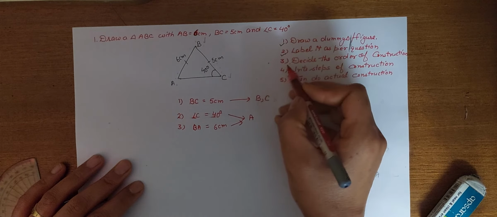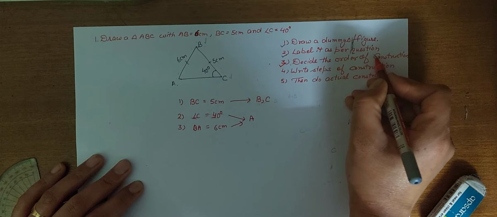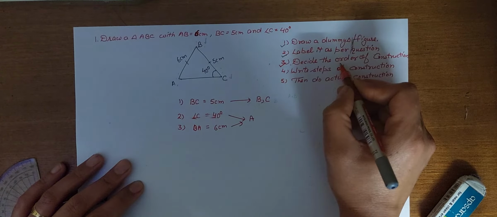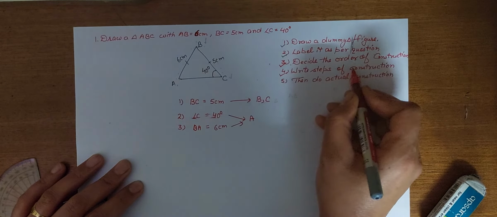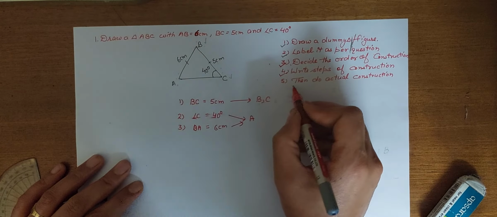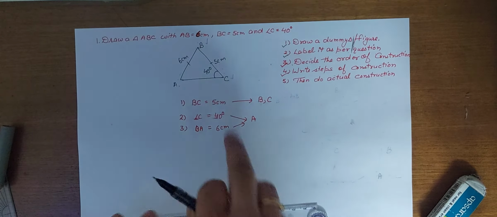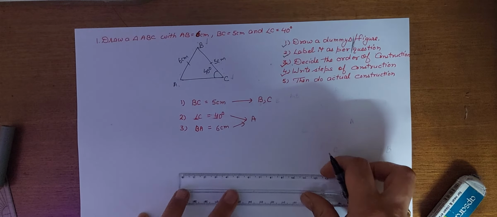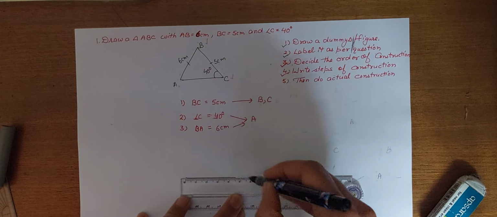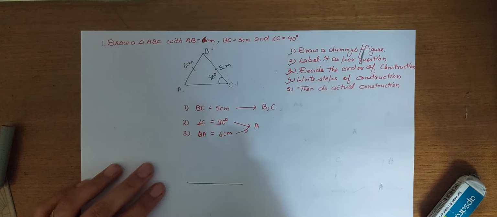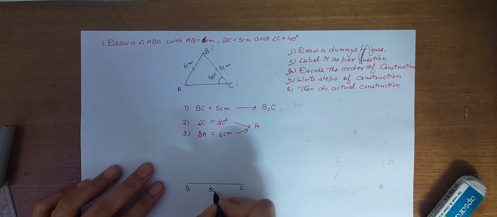So here we are through with this step also. We decided the order of construction, meaning we decided what should be done and what shouldn't be done. And here we have written the steps of construction also. Now we are doing the actual construction. So as per the given steps, we have to draw BC equals 5 centimeter. So BC equals 5 centimeter.